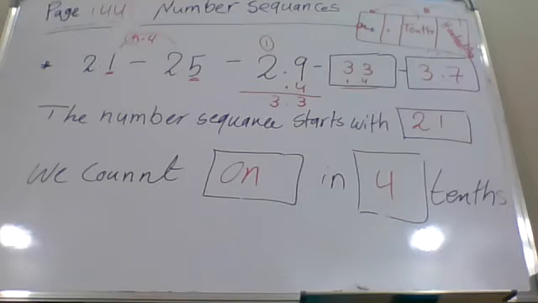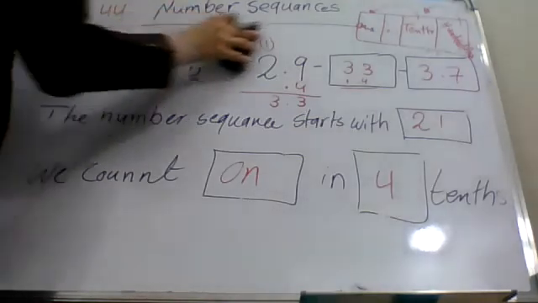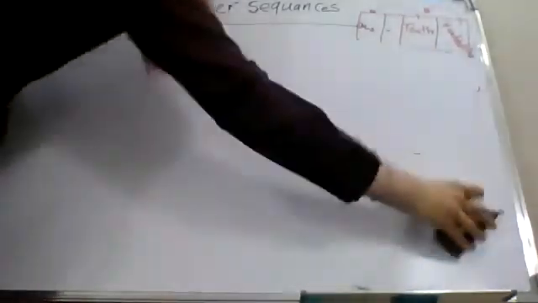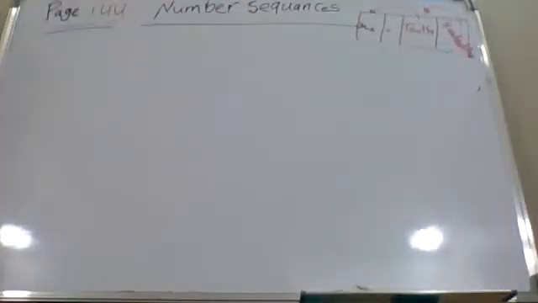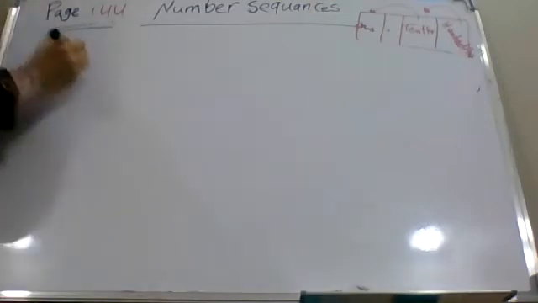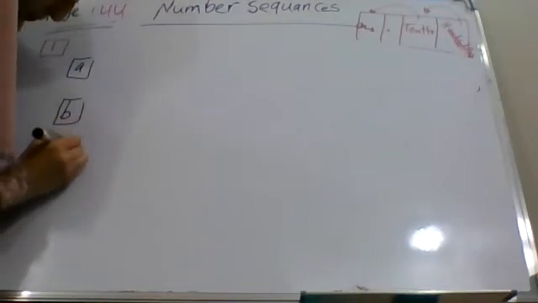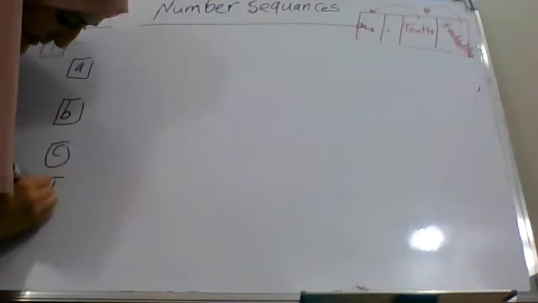Okay. Let's answer. I want to answer just 2 questions from that on your own. It's fill in the box. Number 1. I have A, B, C, and D. I will do A first, then B, C, and D. 4 questions.